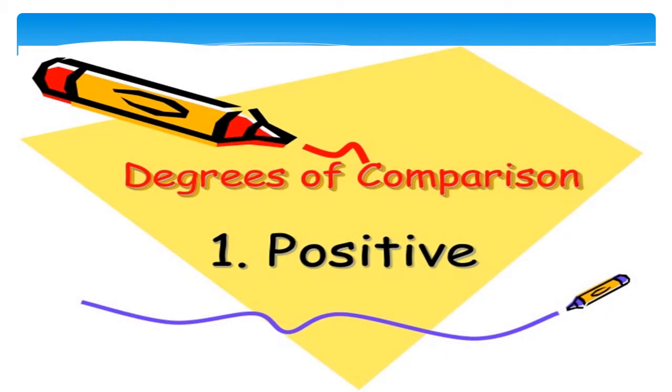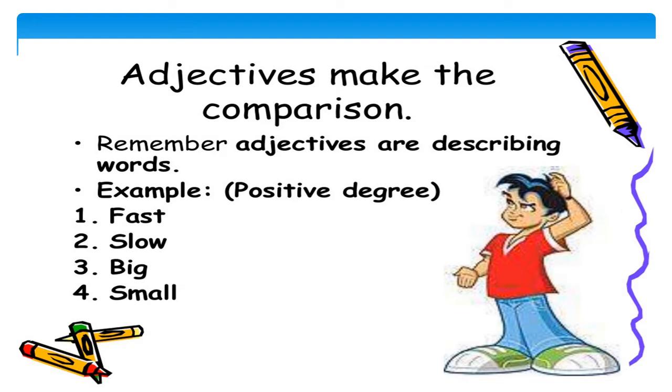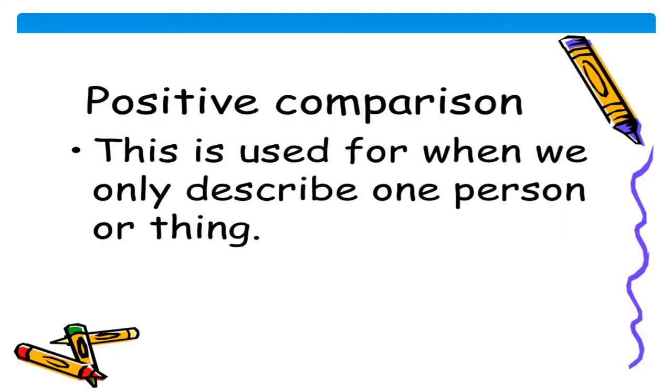Degrees of comparison. The first part is positive degree of comparison. Let's learn the definition of the positive degree of comparison and how it works. Adjectives make the comparison. Remember, adjectives are describing words. Example, in the positive degree, fast, slow, big, small are describing what people do or how we play or how the children play. Positive comparison is used when we only describe one person or thing.